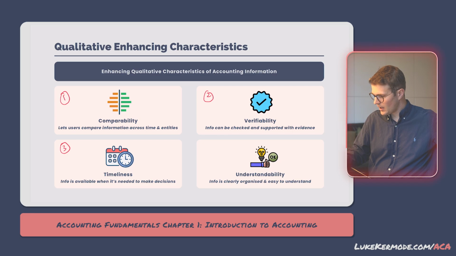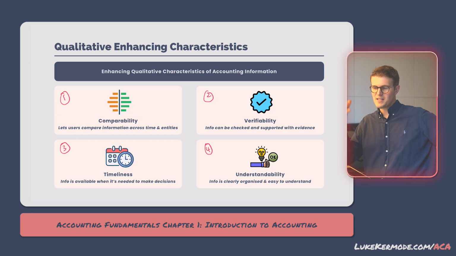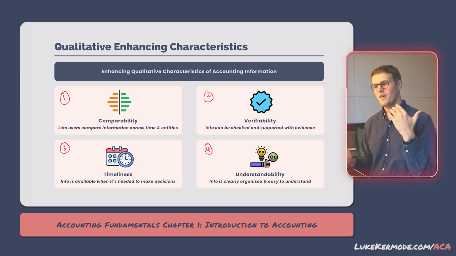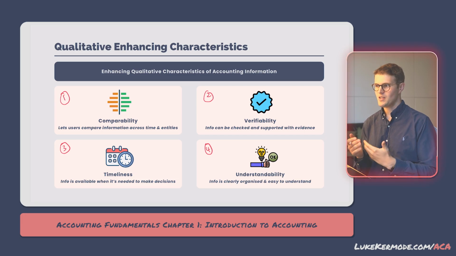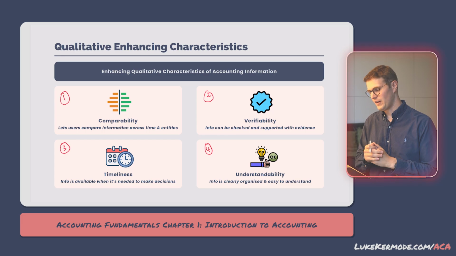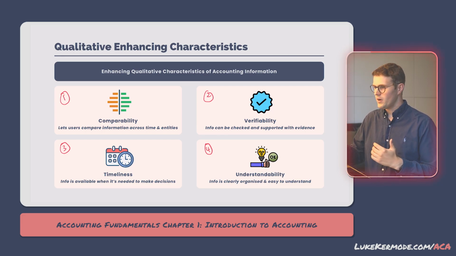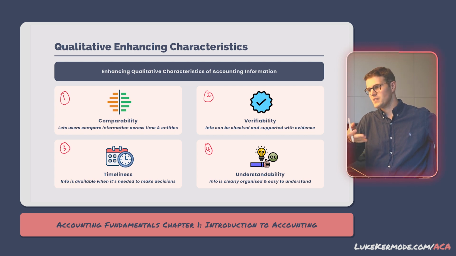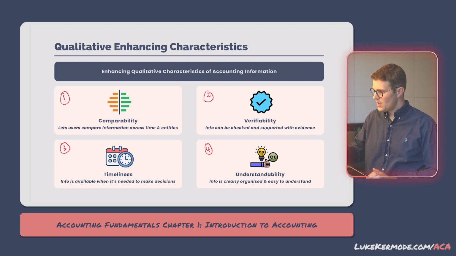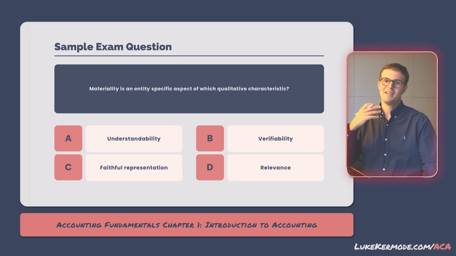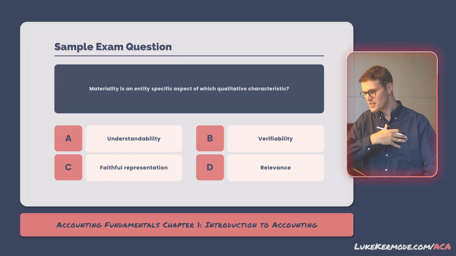And finally, understandability. This means presenting financial information clearly, logically, using straightforward and easy to understand language. It assumes that users have a basic understanding of business and finance, but it still aims to remove unnecessary complexity from the explanations included in the financial statements. So together, these four enhancing characteristics work alongside the two fundamental characteristics, ensuring financial information is useful to those people that rely on it. So here's another question to test your understanding of materiality.